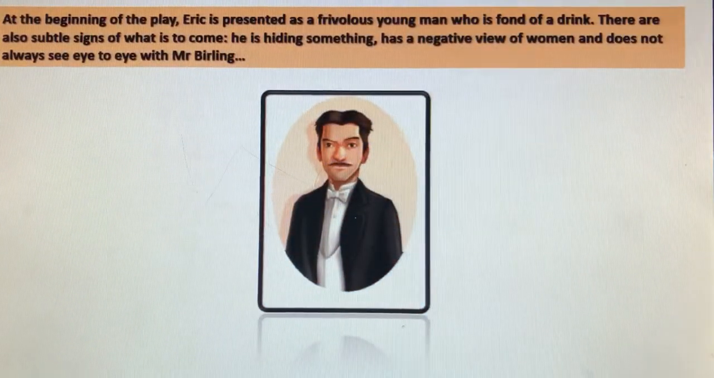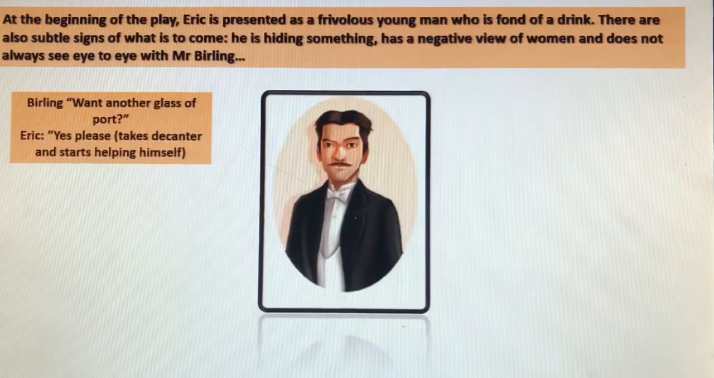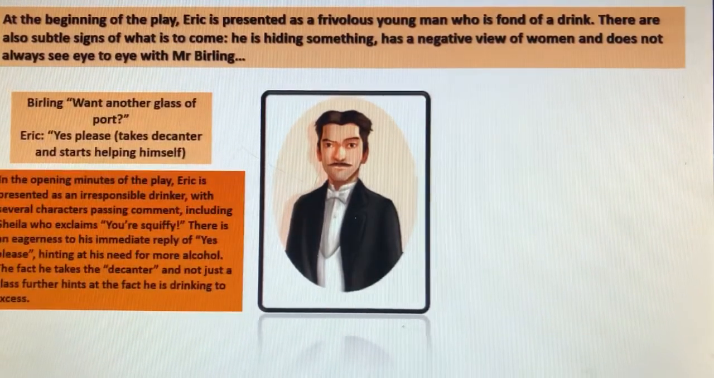Now we're just going to summarise Eric at the beginning, middle and end of the play. At the beginning of the play, Eric is presented as a frivolous young man who's fond of drink. There are also subtle signs of what is to come. He is hiding something, has a negative view of women, and does not always see eye to eye with Mr. Birling. A quote, and its explanation with analysis.